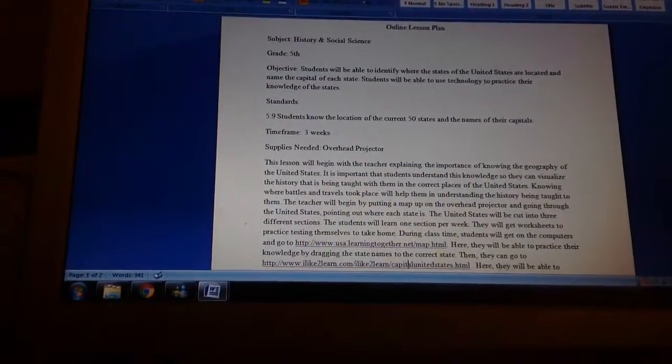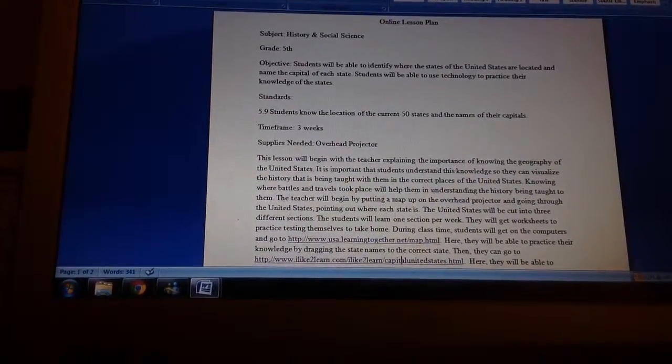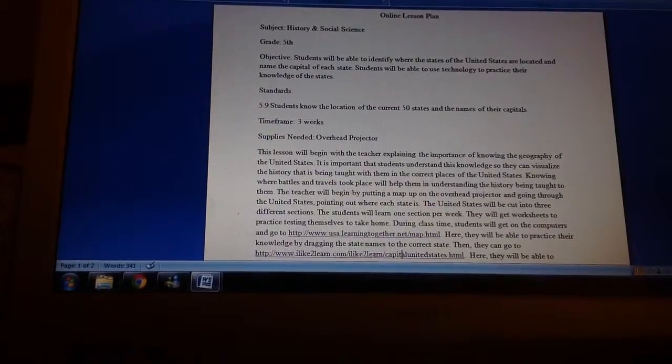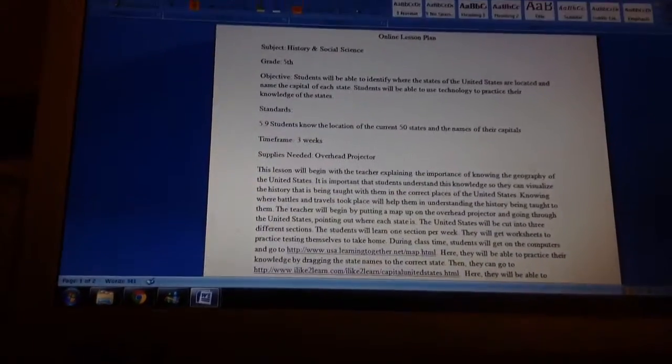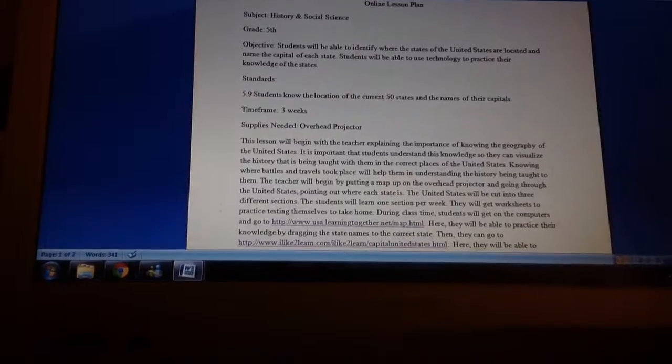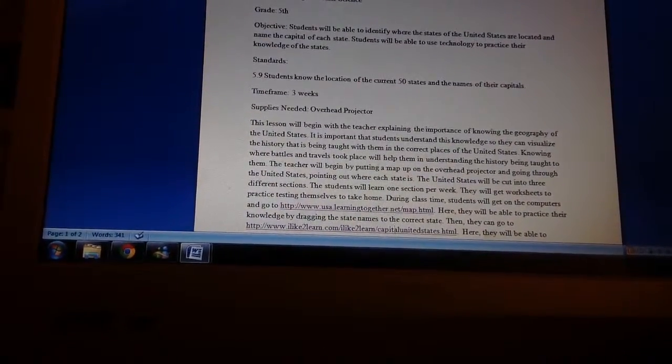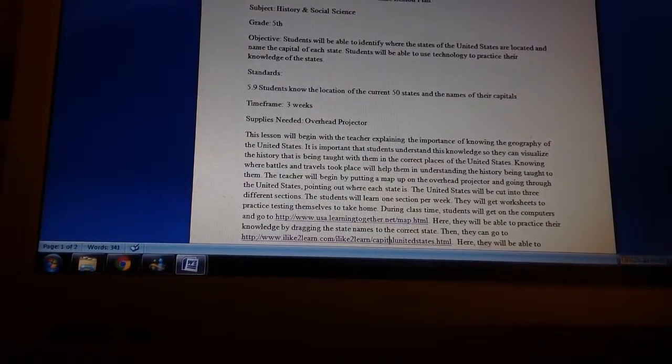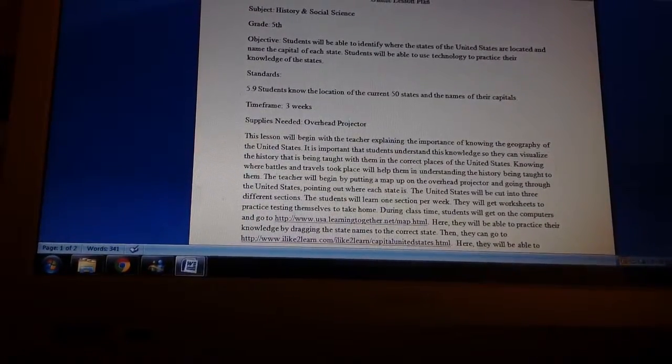Okay, so I decided to do my lesson plan on the 50 states and their capitals. So this is a 5th grade lesson. The standard it addresses is 5.9, students know the location of the current 50 states and the names of their capitals. My objective was for students to be able to identify where the states of the United States are located and name the capital of each state.